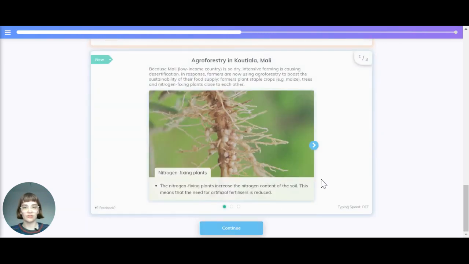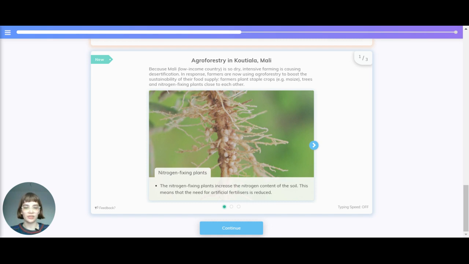Now let's have a look at agroforestry in Koutiala, Mali. Because Mali is an urban country and it's so dry, intensive farming is causing desertification. In response, farmers are now using agroforestry to boost the sustainability of their food supply. Farmers plant staple crops like maize, trees, and nitrogen-fixing plants close to one another.